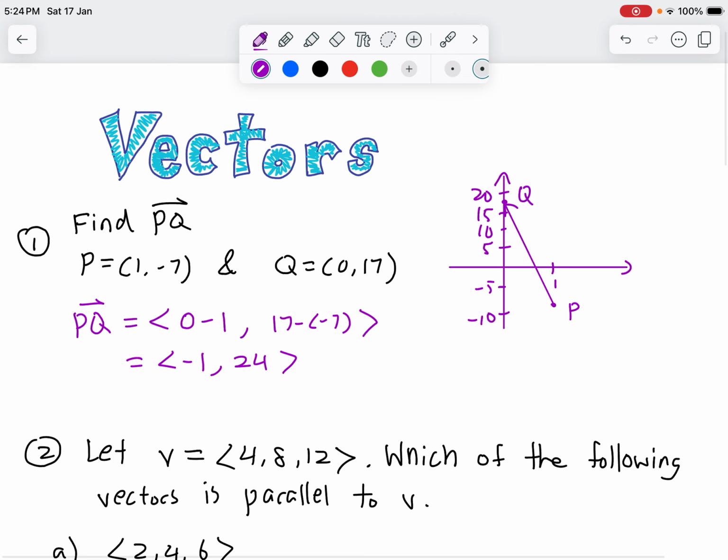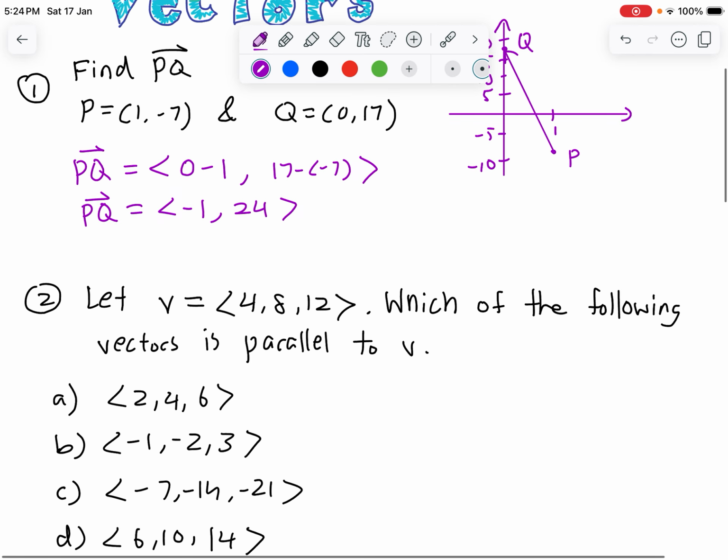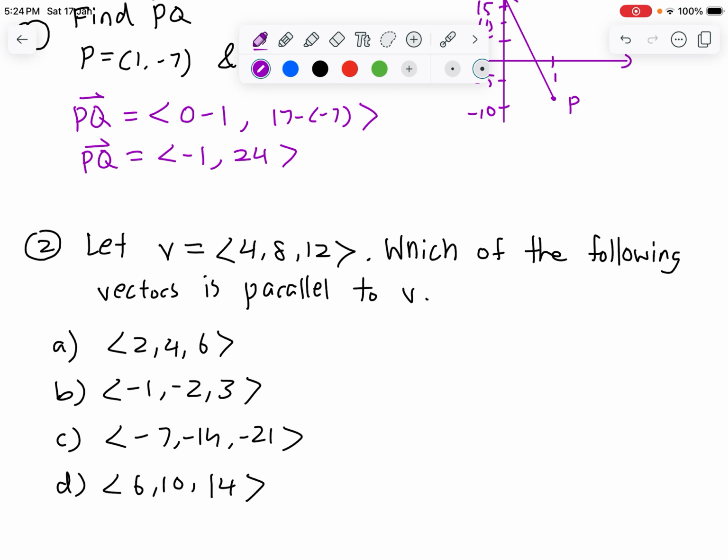So it's kind of like finding the slope, but in this case, it's finding a simple vector from 2 points. So there you have it. For our second question, we're trying to find which of the following vectors is parallel to V. When we find something that's parallel to a vector, we have something called a scalar multiple.